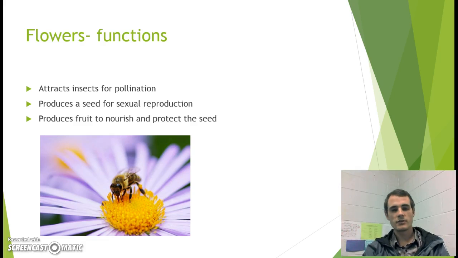So the functions of a flower. Its main goal is to attract insects for pollination. Secondary is to produce a seed for sexual reproduction. The only purpose of a plant is for it to reproduce. That is its main goal. That is the whole reason a plant exists, is to reproduce. So that is the purpose of this flower. It produces a seed for sexual reproduction. And then it produces a fruit to nourish and protect the seed.